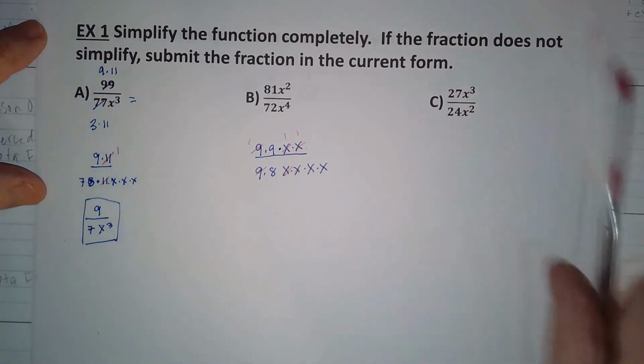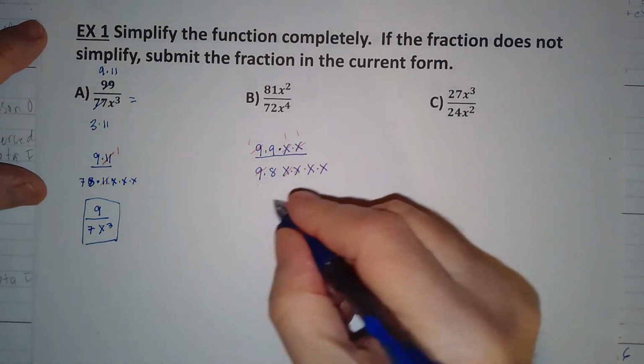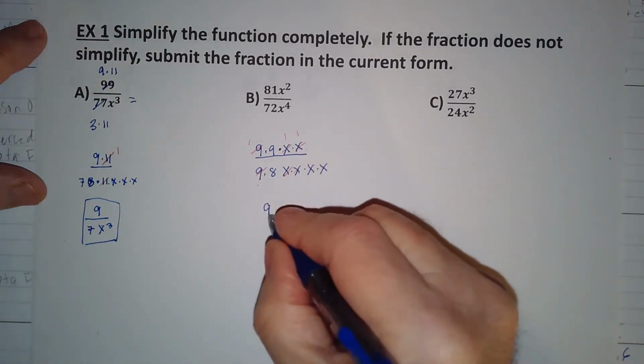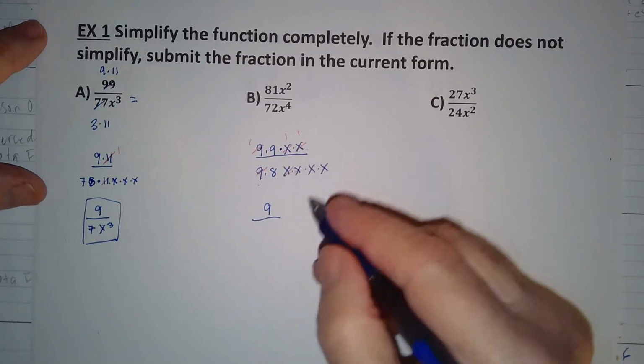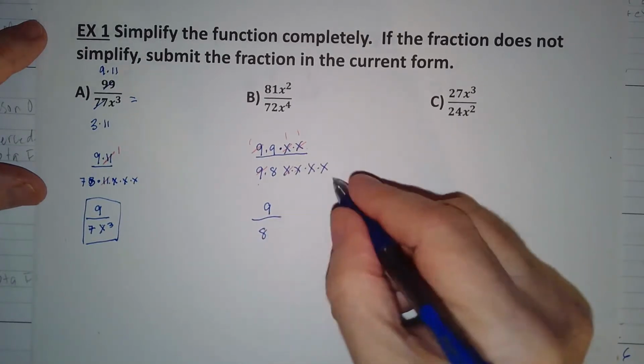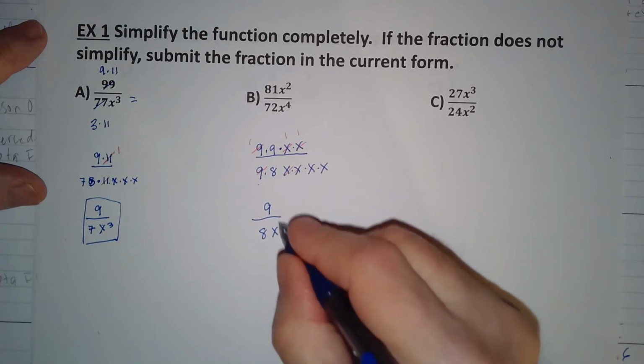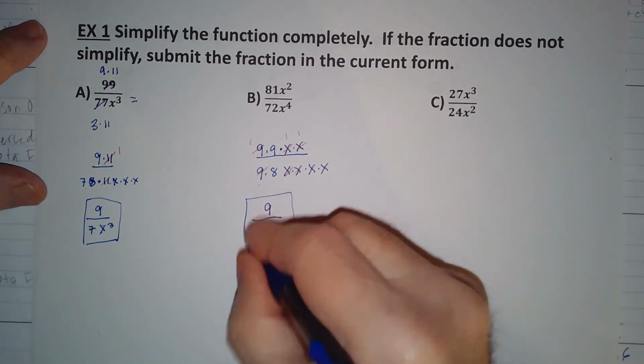And so what are we left with? We're left with, in the numerator, 9. And in the denominator, we're left with 8. And then x times x is x squared. And that's a perfectly acceptable answer.